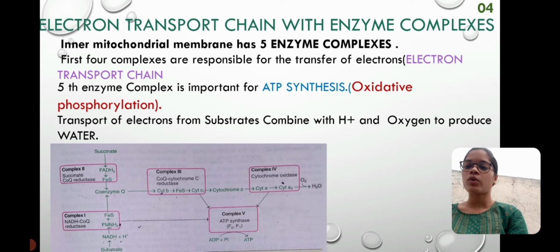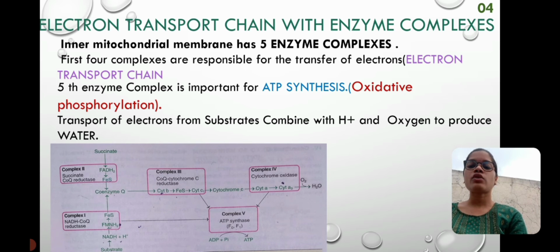CoQ is nothing but the coenzyme Q. It is a lipophilic electron carrier, so it can accept electrons from FADH2, which is present outside the electron transport chain, and it can accept electrons from FADH2 in the electron transport chain. Coenzyme Q is absent in mycobacteria.